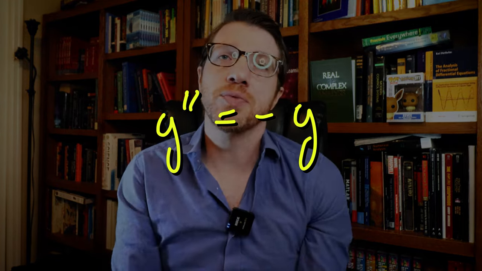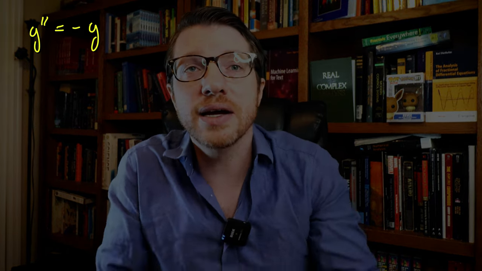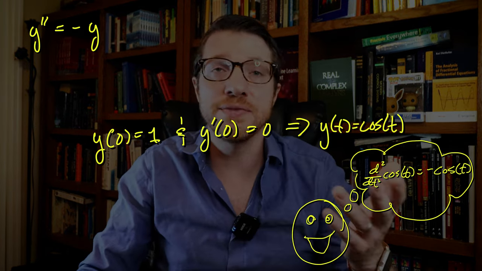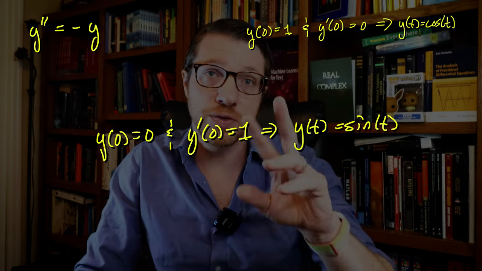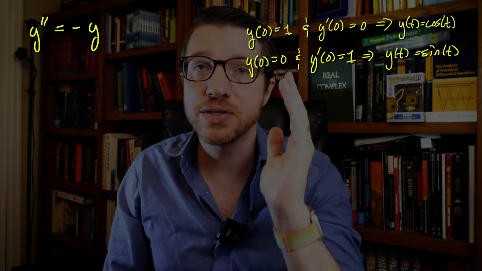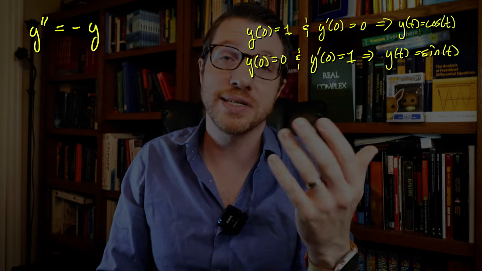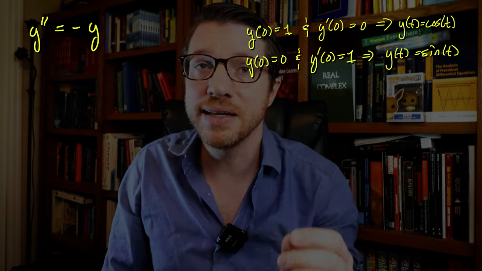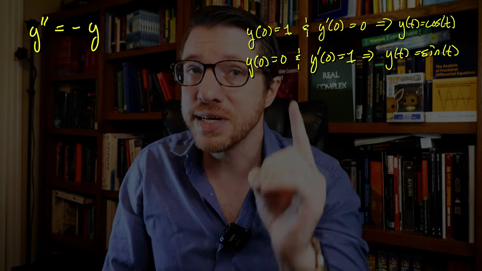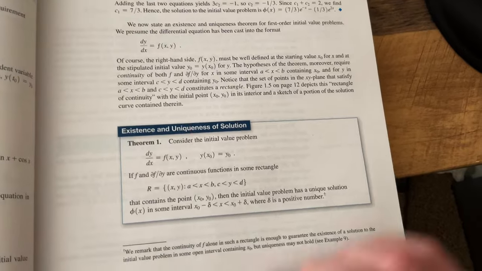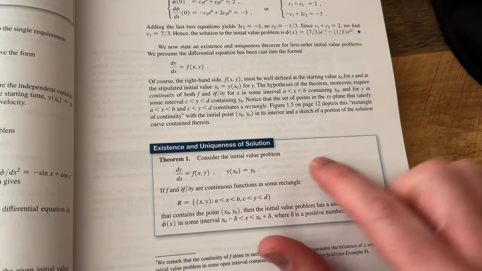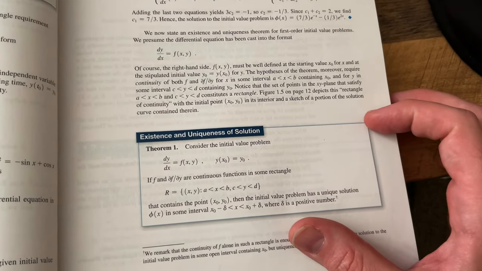We start with a differential equation. y double prime is equal to minus y. We know that cosine satisfies this with y of 0 equal to 1 and y prime of 0 equal to 0, and sine with the values swapped. What is handy is that if we start here and get the solutions to these initial value problems, then we immediately know they have to be precisely sine and cosine. And that is because Picard's theorem tells us that the solution to initial value problems of this form are unique.